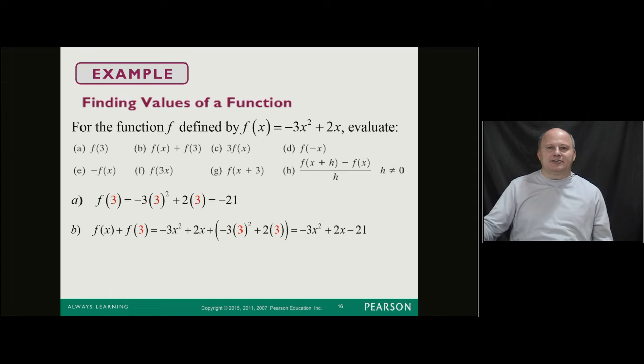So if you look at the final answer, there are 3 terms in the answer: negative 3x squared plus 2x minus 21. Negative 3x squared plus 2x is the function itself because that's f of x. And the f of 3 is the negative 21, which was found in part A.